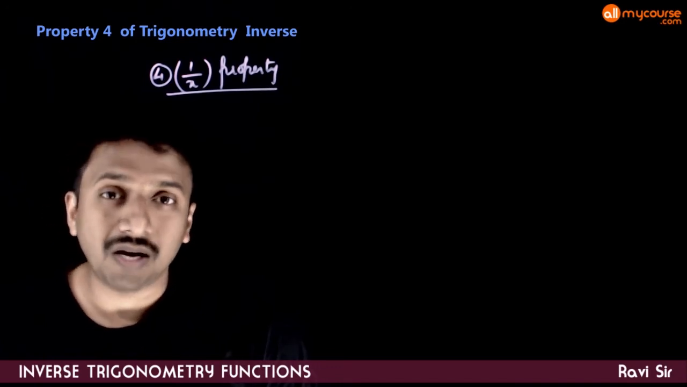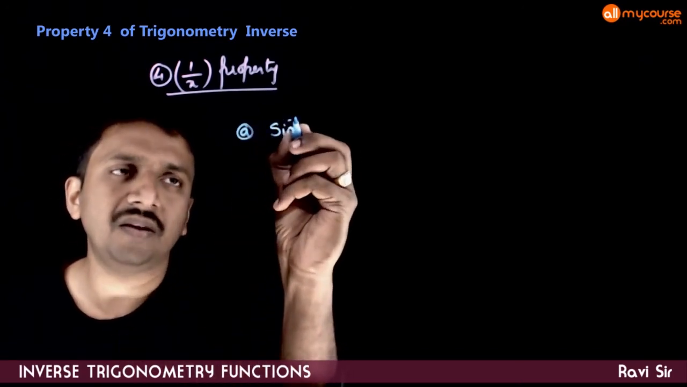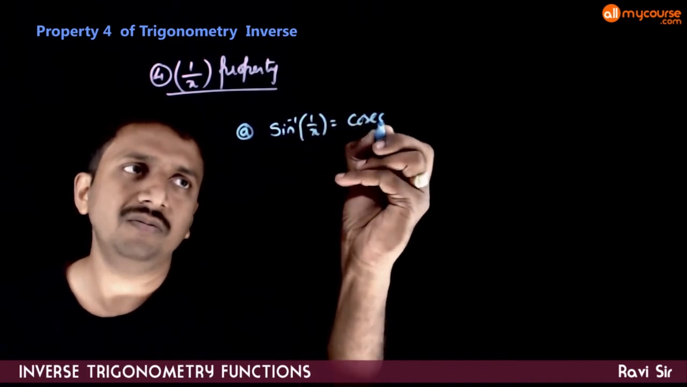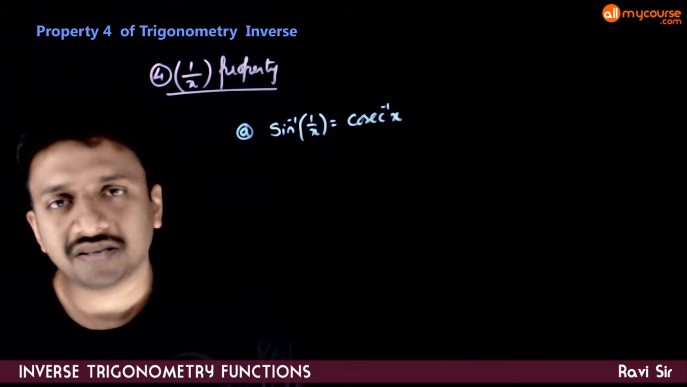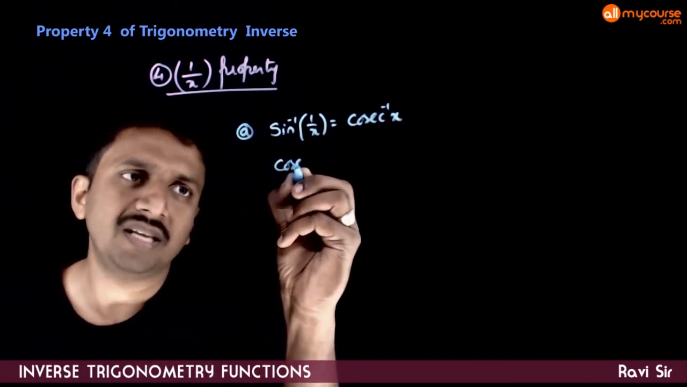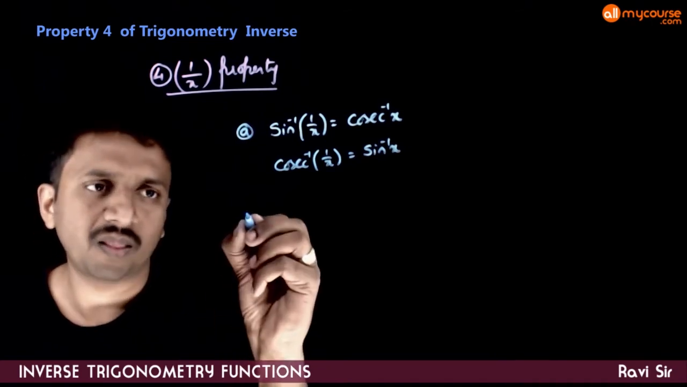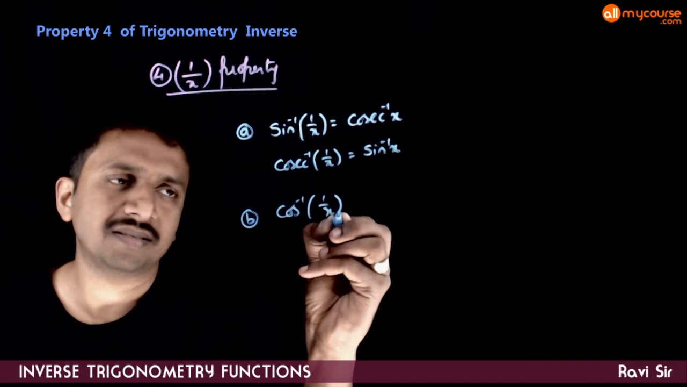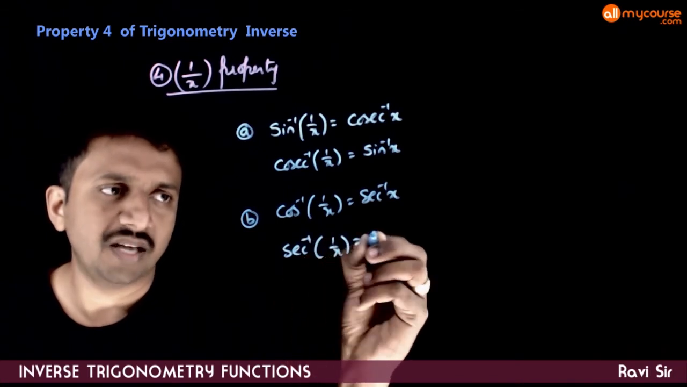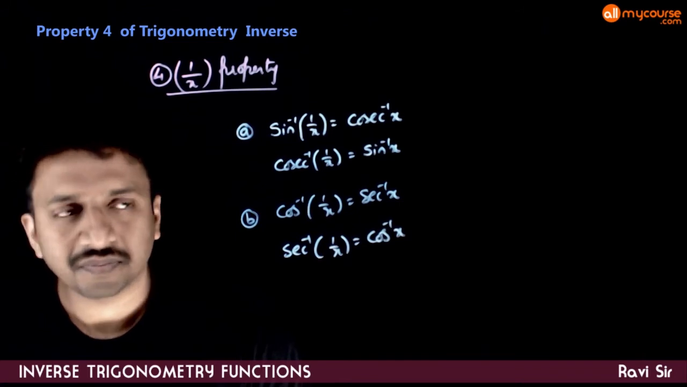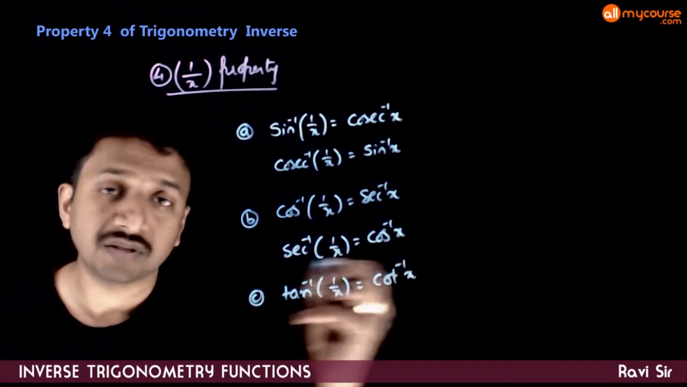So property 4 is called the 1 by x property. The formulas that you have in this property are: sine inverse of 1 by x is equal to cosecant inverse of x. So if you convert sine inverse into cosecant inverse, the argument gets reciprocated. Similarly, cosecant inverse of 1 by x is equal to sine inverse of x. Cos inverse of 1 by x is equal to secant inverse of x. Secant inverse of 1 by x is equal to cos inverse of x. And tan inverse of 1 by x is equal to cot inverse of x.